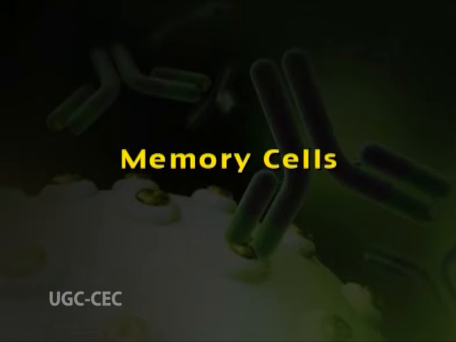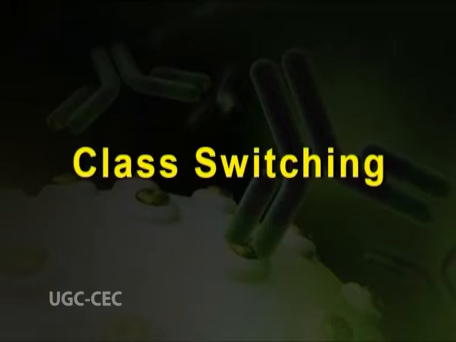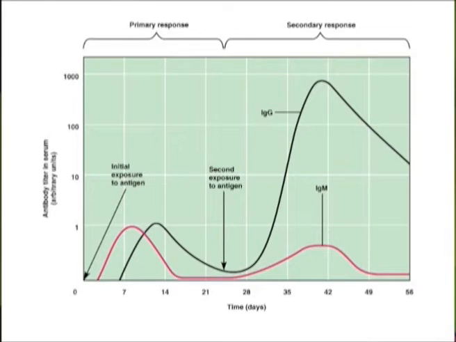Now, the memory cells. A portion of the cells are stored in the body as memory cells, which can respond faster when the antigen enters the body next time. When B cells encounter their corresponding antigen for the first time, the production of antibodies and memory cells is the primary immune response. Class switching. The primary immune response constitutes a majority of IgM type of antibodies and very few IgG type.